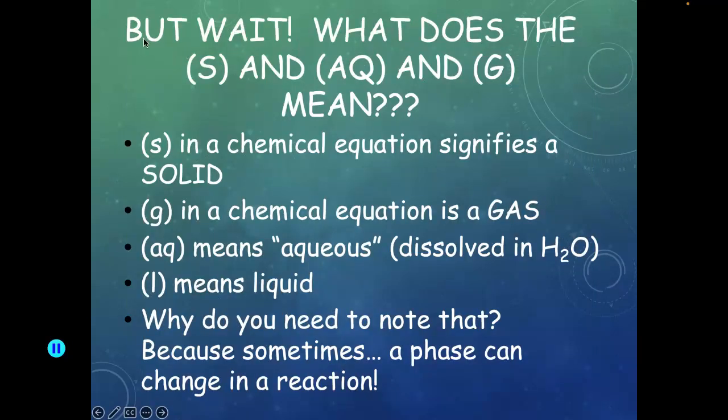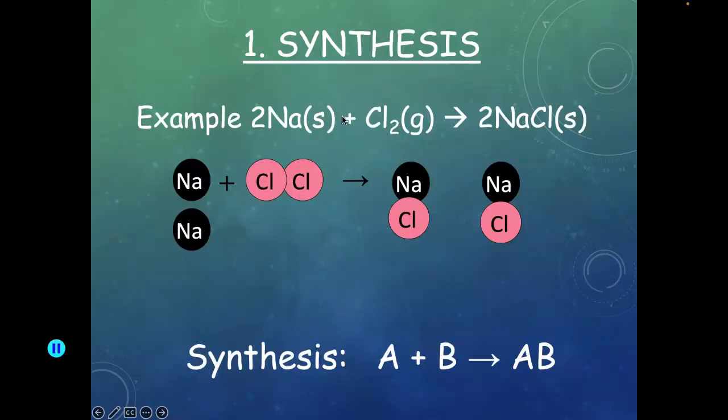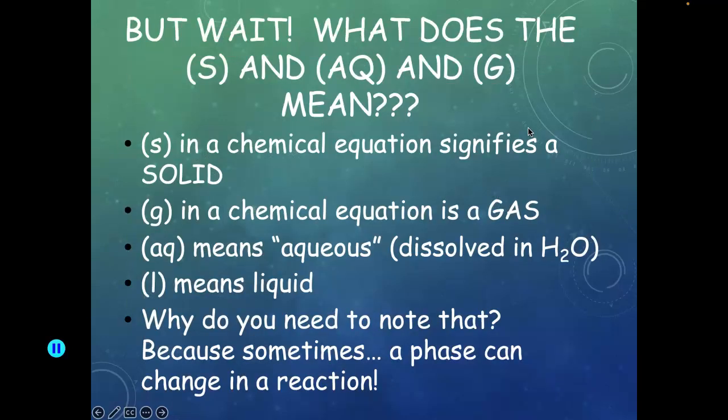So one of the questions I got asked a lot from the homework that we had is, what does the S and the AQ and the G mean? So on some of the equations, like back here, we have these letters that are behind, and what they indicate is what state it's in. So an S in a chemical equation signifies that we have a solid. If we have a G, we have a gas. If we have an AQ, that means aqueous, which means it's dissolved in water, and I'm going to come back and explain that in just a minute. And L means liquid.